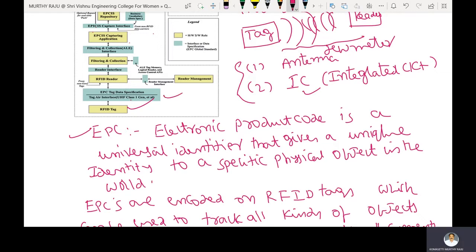Coming to the next one, the EPC tag data specification. Tag air interface: in between the RFID radar and RFID tag, some air interface is there. The distance between the RFID radar and RFID tag is a few meters. The tag air interface is UHF class 1 generation 2, which is the specification.